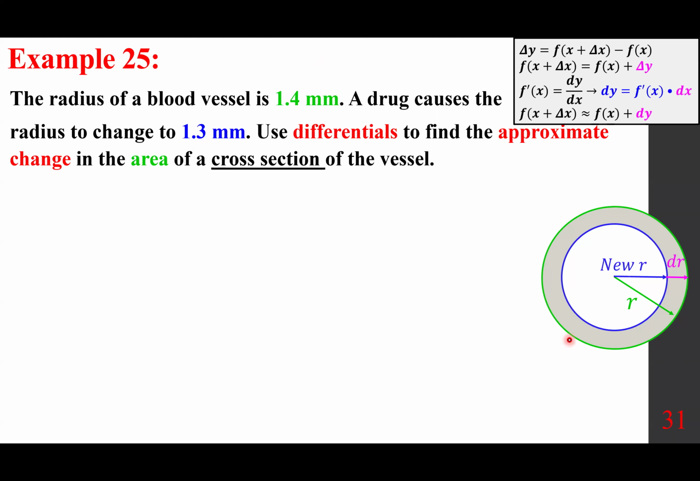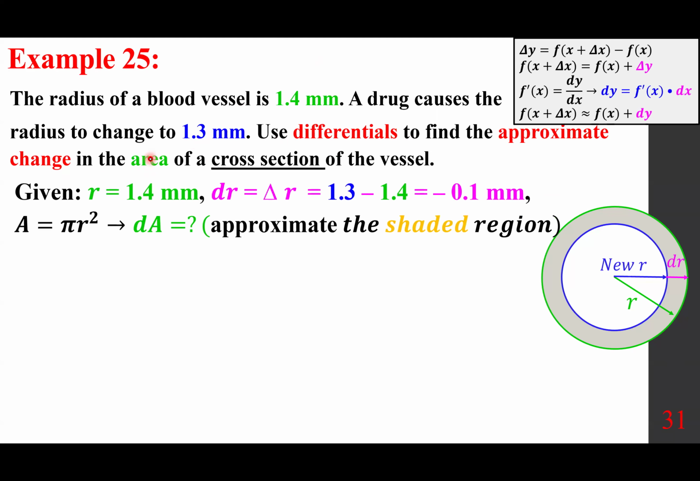Circular shape. And we want to use differentials to approximate the change in the area. That means A equals pi r squared. We want dA, the shaded region, being approximated by dA. Because f prime is dy/dx and dy is f prime of x dx, I'm going to write A prime is dA/dr. And therefore, dA is A prime of r dr.